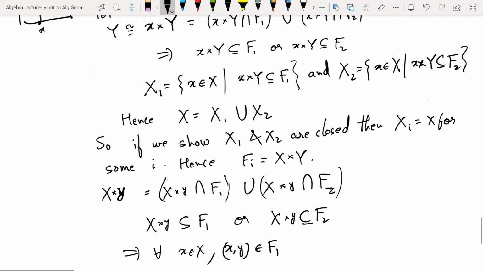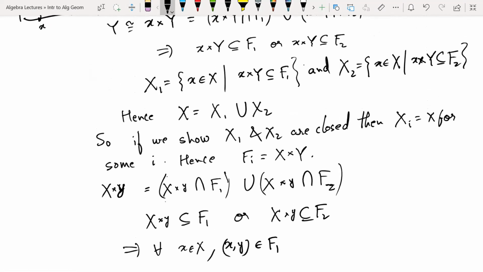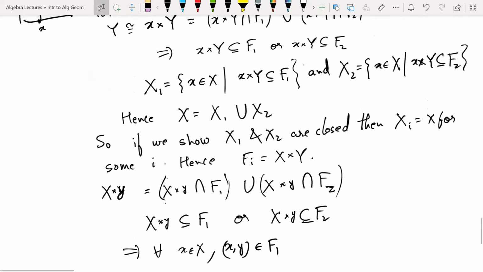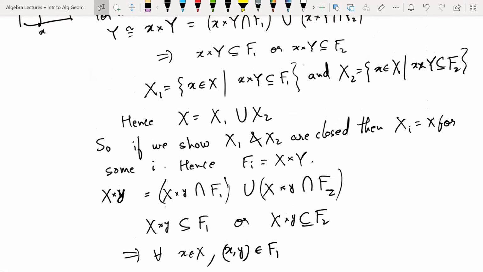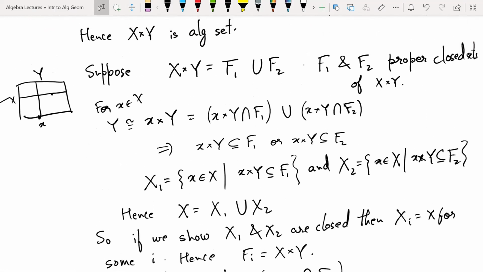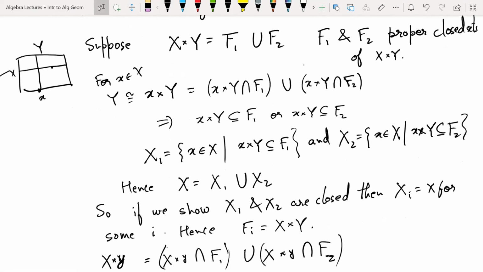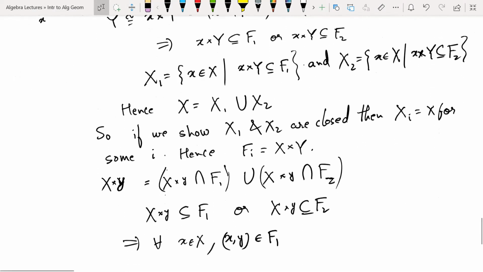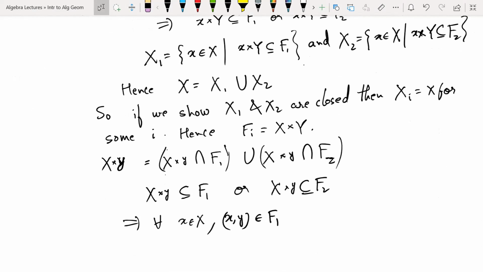No, that's not the conclusion of this. See, if one point on the fiber is there, that doesn't imply that the whole fiber is there. It may happen that F1 and F2 may intersect. We are not saying that F1 and F2 are disjoint. You see what the problem is. One point in F1 doesn't imply that the whole fiber has to be in there.